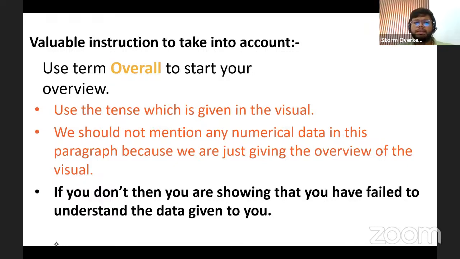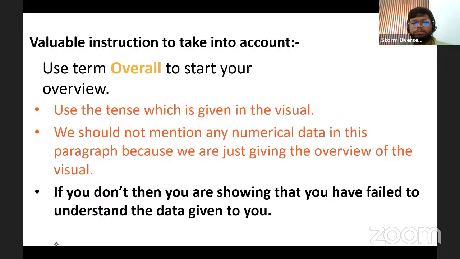The first thing is that you should use the term overall when you write your overview. You should start like this: Overall, it can be seen that. You can use many phrases: it can be seen that, it is visible that, it is crystal clear that, it is clear that, and many more.